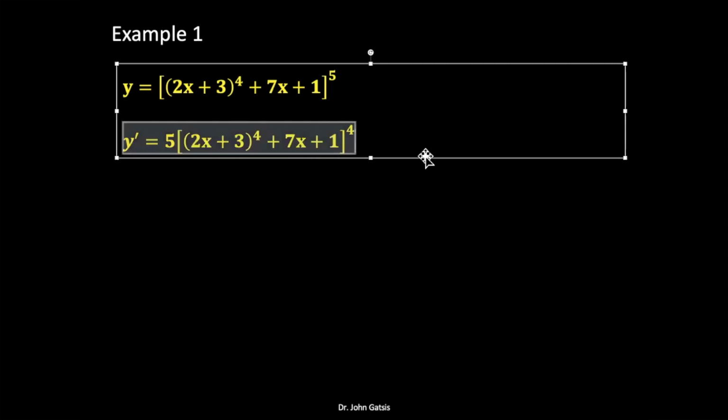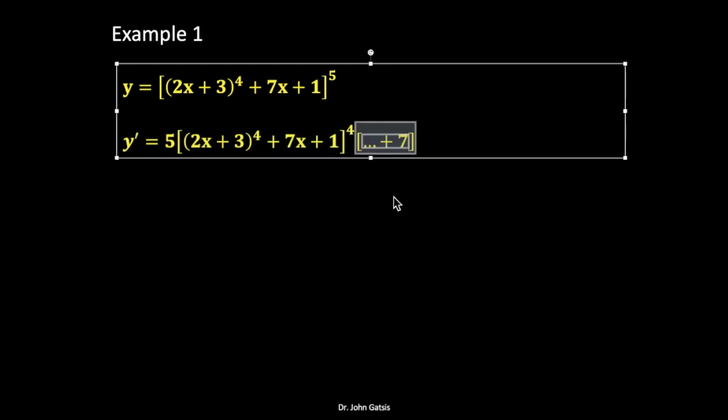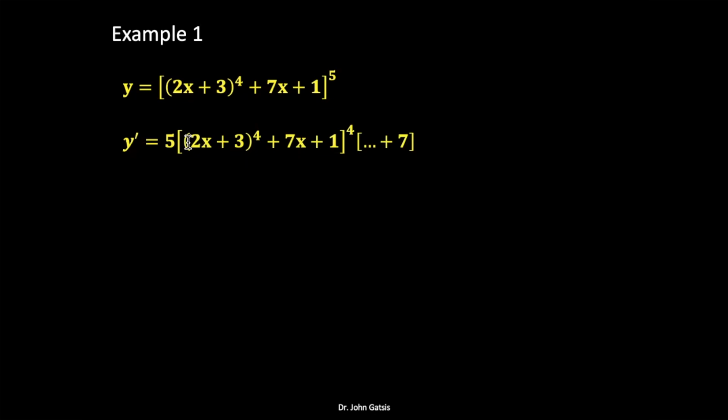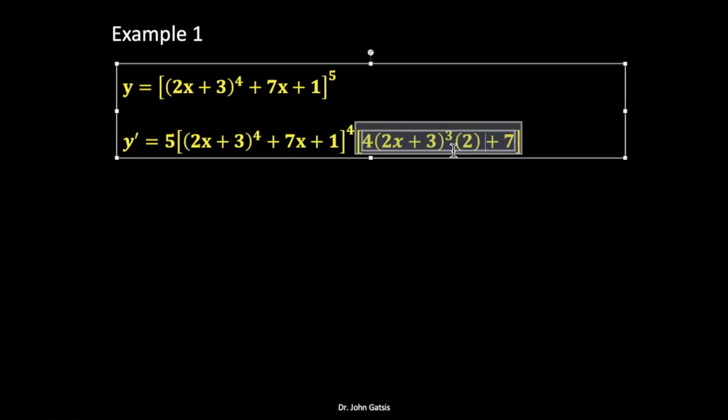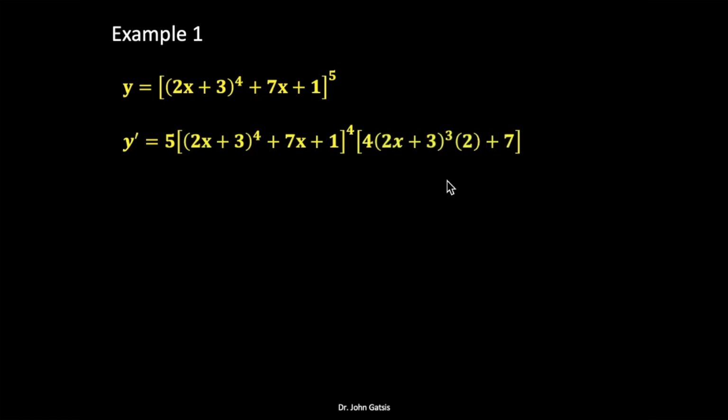So basically, we're going to have something like this. Some stuff here. I'll just put some dots. There we go. Plus 7. Okay. So in those dots there, you just want to put the derivative of that. So we're going to do 4 bracket 2x plus 3 cubed times the derivative of 2x plus 3, which is 2. So this chain rule is 3 layers deep.